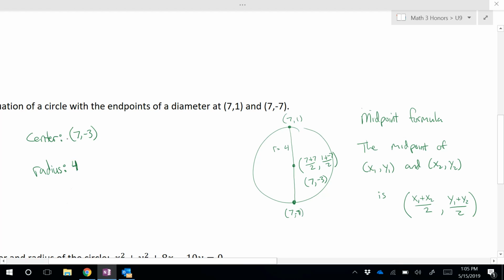And so once you have those 2 things, we can write the equation of that circle, which would be x, keep going, what is it? Minus 7 squared plus y plus 3 squared equals 16.